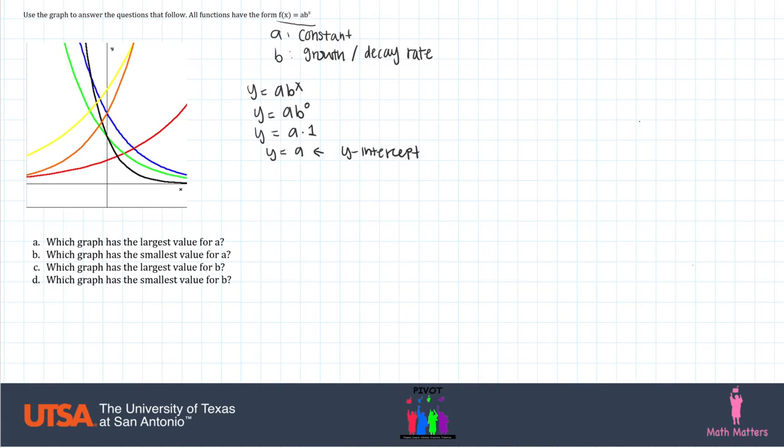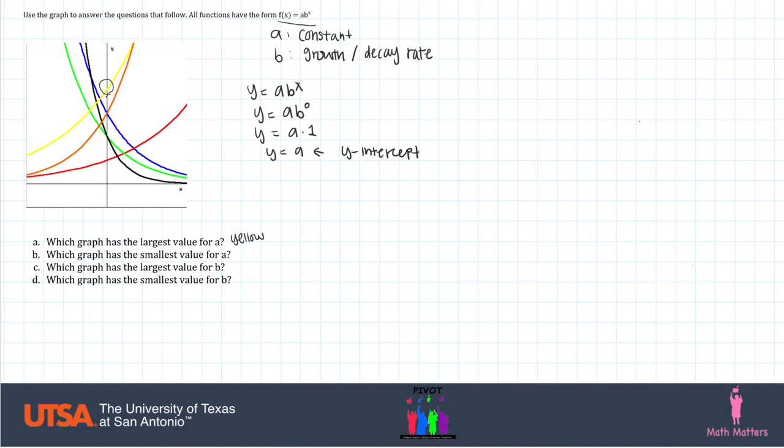Part A asks, which graph has the largest value for a? And if you look on the graph, which one has the highest y-intercept? This is going to be the highest y-intercept, so this is going to be yellow.